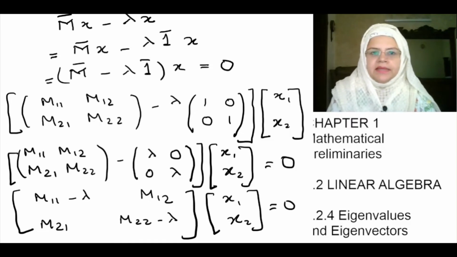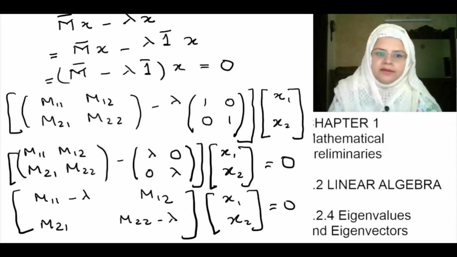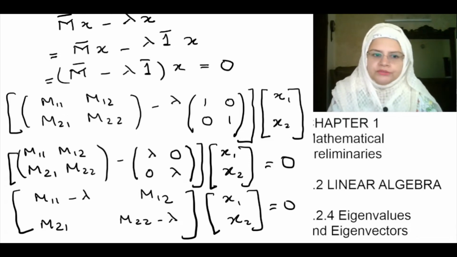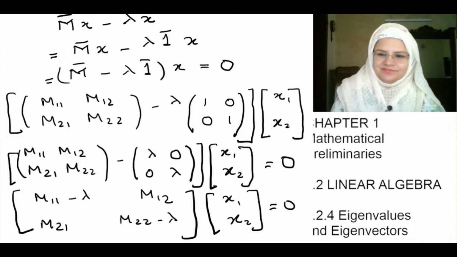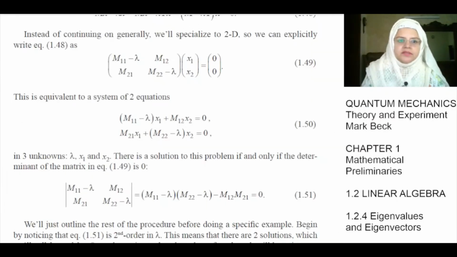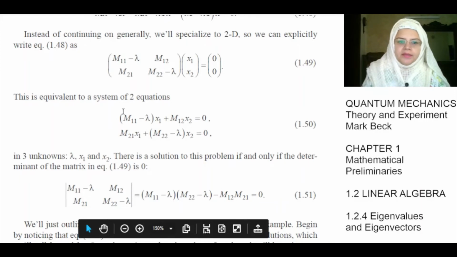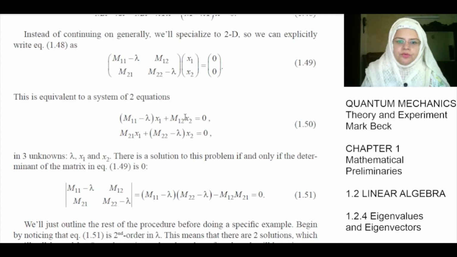If we multiply the identity with lambda and subtract it from the M matrix, we are left with M11 minus lambda, M12, M21, M22 minus lambda, times vector x1, x2 is equal to 0. This is equivalent to a system of two equations: bracket M11 minus lambda bracket close times x1 plus M12 times x2 is equal to 0. The other equation is M21 times x1 plus bracket M22 minus lambda bracket close times x2 is equal to 0.